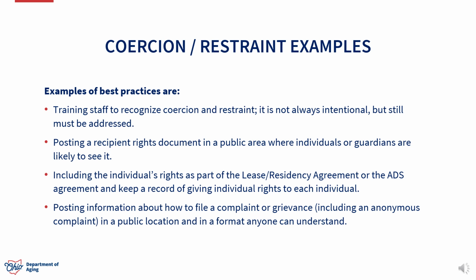Some examples of best practices are training staff to recognize coercion and restraint. It is not always intentional, but still must be addressed. Posting a recipient rights document in a public area where individuals or guardians are likely to see it. Including the individual's rights as part of the lease or residency agreement or the adult day center agreement, and keeping a record of giving individual rights to each individual. Or posting information about how to file a complaint or grievance, including an anonymous complaint, in a public location and in a format that anyone can understand.